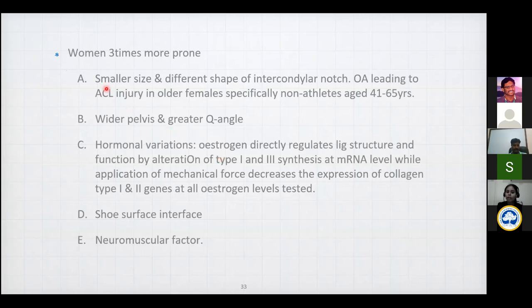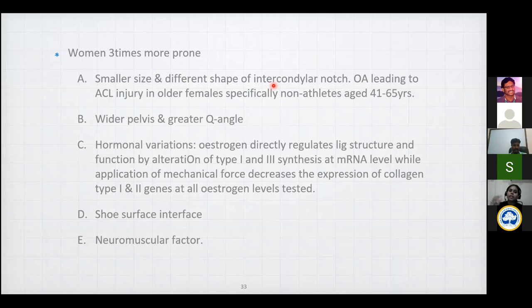There may be various factors, different shape of intercondylar notch. Nitin, can you hear me? Yes, ma'am. Okay. So smaller size and different shape of intercondylar notch can be a reason, and mostly in non-athletes, OA leading to ACL injury.